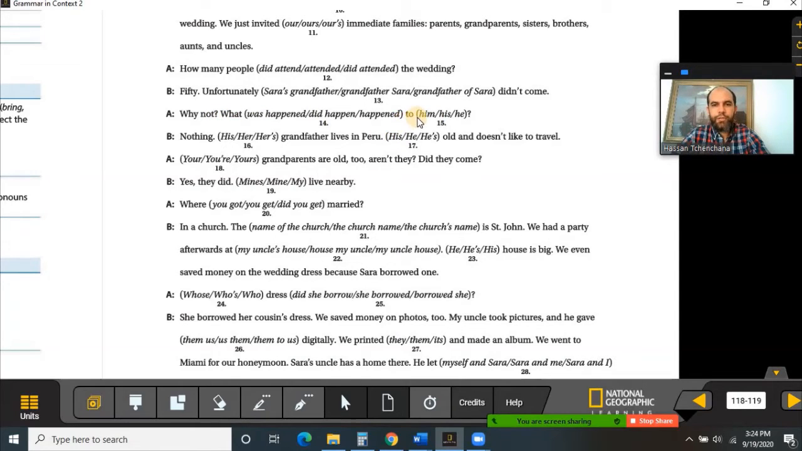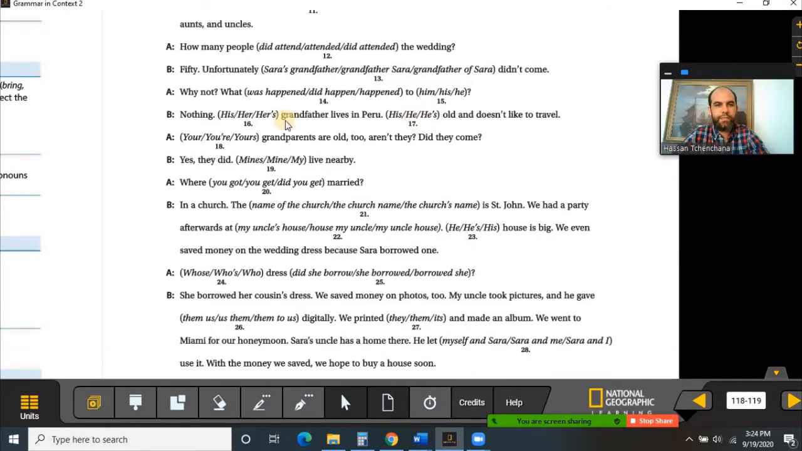What happened to... "to" is a preposition. Therefore, we need an object that works. We need a pronoun that works as an object for the preposition to, and in this case, it is him. "Is" doesn't work as an object, of course, by itself, and "he" is always a subject in the sentence. Therefore, him is the correct answer.